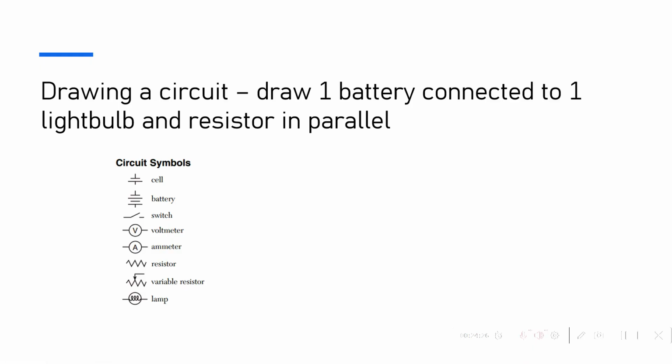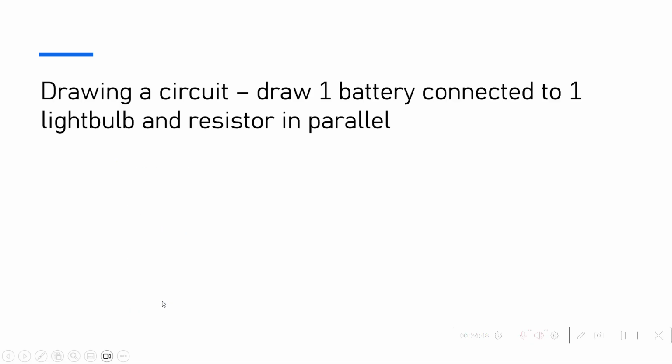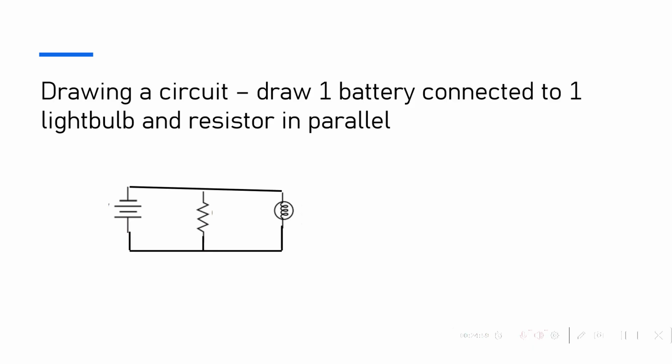So when you're drawing a circuit, if they tell you to draw one battery connected to one light bulb resistor in parallel, and they didn't tell you to label it, do not do more things than they tell you. Just draw it out. You're going to use the circuit symbols from the reference sheet. This is the battery symbol, this is the resistor symbol, and this is a lamp. You're going to grab those symbols, and then you're just going to draw them out. Because it's parallel, I'm just going to draw them actually parallel to each other. And then you just connect the wires around them. And that's all you would have to do to draw them in parallel.